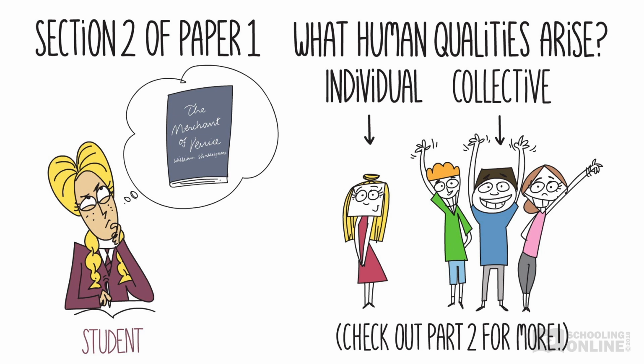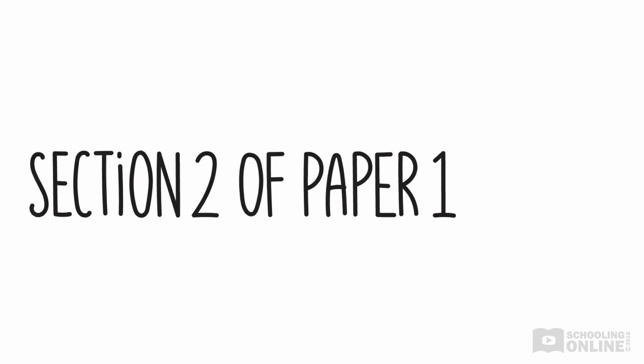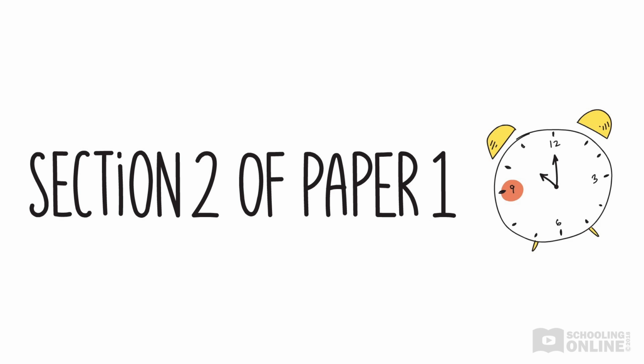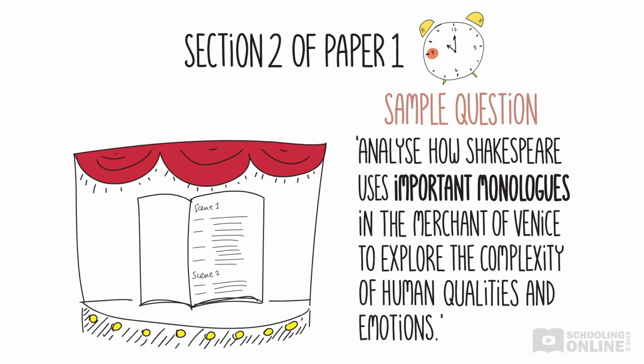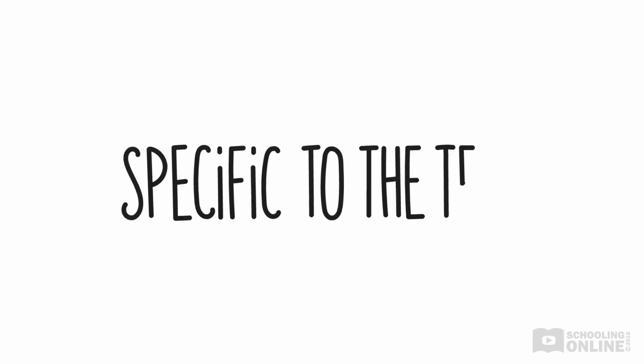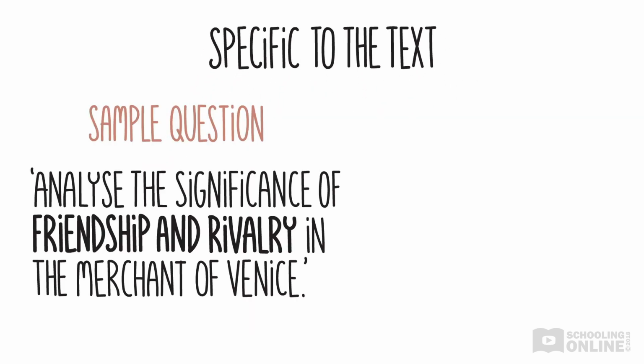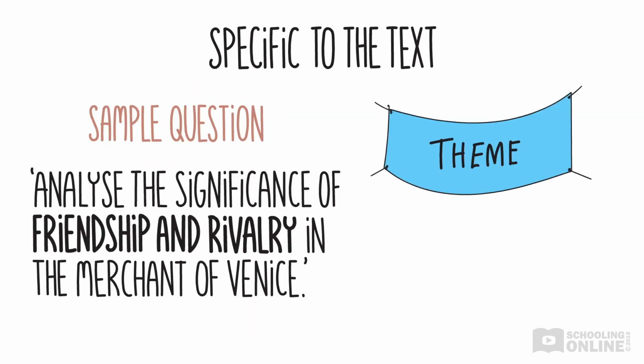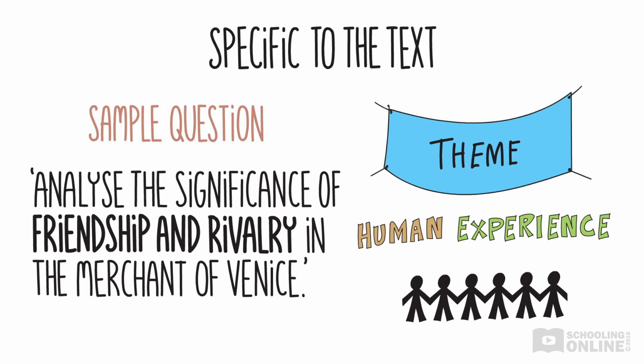Let's get started. In Section 2 of your Paper 1 English exam, you'll have 45 minutes to write an essay about The Merchant of Venice. There are a few types of questions that you might come across. First, the question might be specific to the form of the play. That means you need to be familiar with Shakespeare's main dramatic techniques and the overall structure of the play. The question could also be specific to the text itself. You might be required to talk about a specific theme or human experience found in the play.